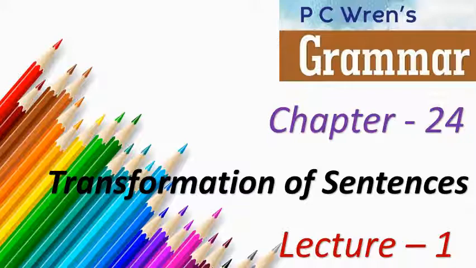Topics to be covered in today's lecture are: definition of transformation of sentences will be explained. Then sentences containing the adverb too will be explained along with rules and examples. Then ways of expressing a condition will be explained along with different methods and examples. Then interchange of degree of comparison will be explained along with rules and examples. Then interchange of active and passive voice will be explained in brief along with examples.